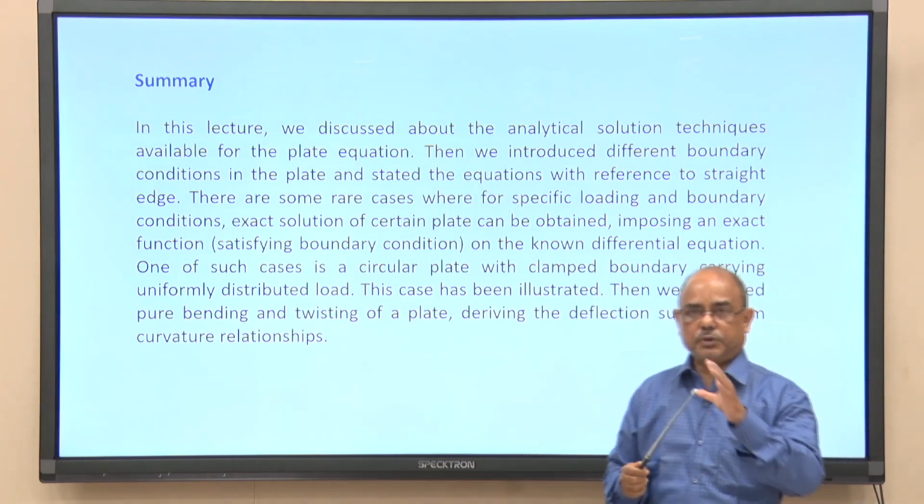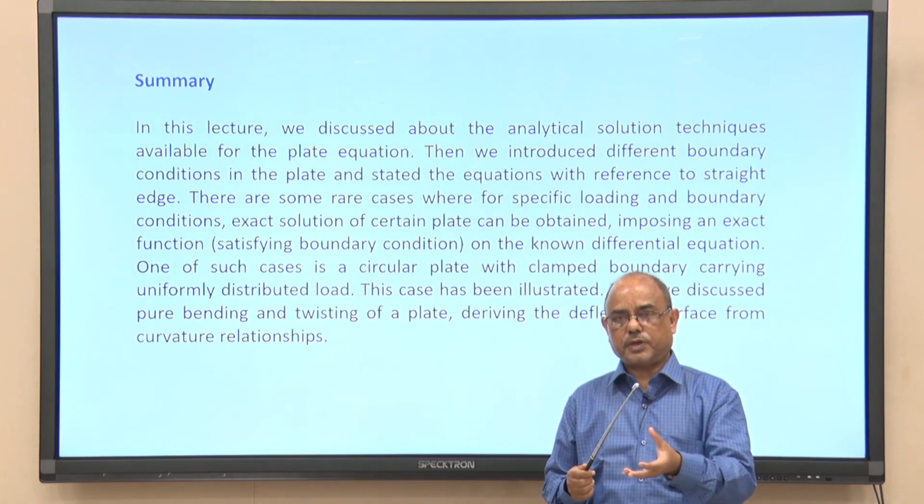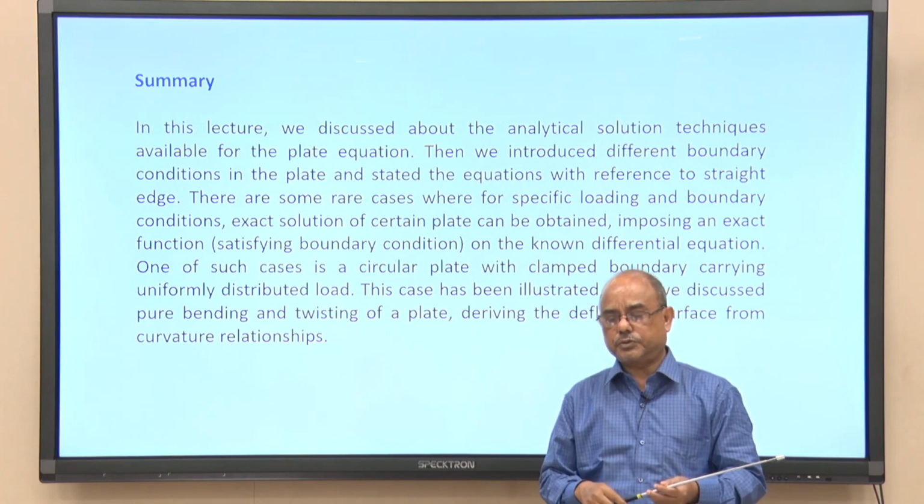Then we have seen the pure torsion of a plate and how it is solved from the twist equation in a very simple way, and we have demonstrated the form of the surface that is formed due to pure twisting.